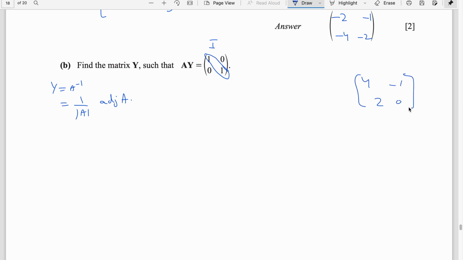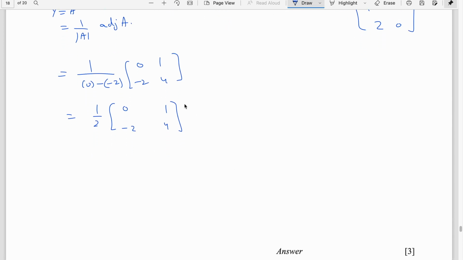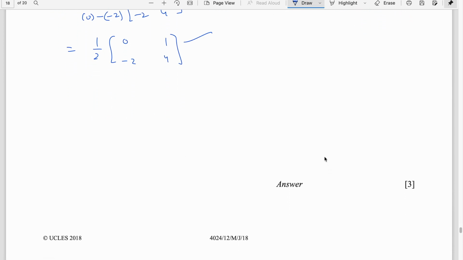So I don't have to go back up again and again. 1 over the determinant, this into this, minus this into this, in place change and signs change. 1 by 2, 0, 1, minus 2, 4. It is your choice. You can divide every element by 2 or write this in the answer space. Both are correct and accepted.